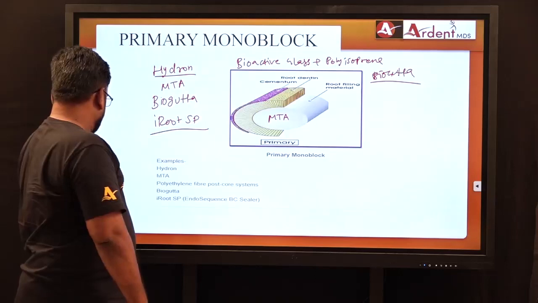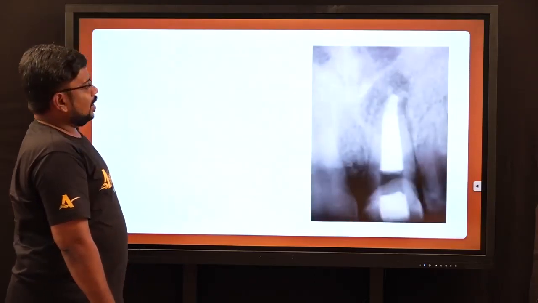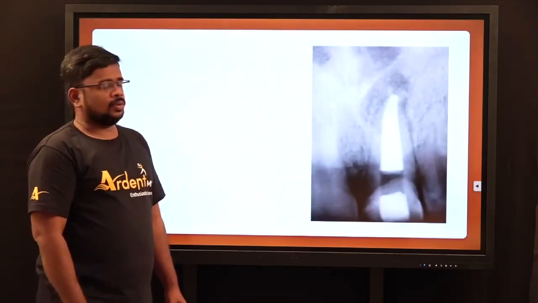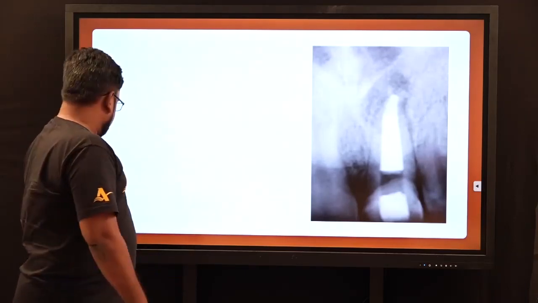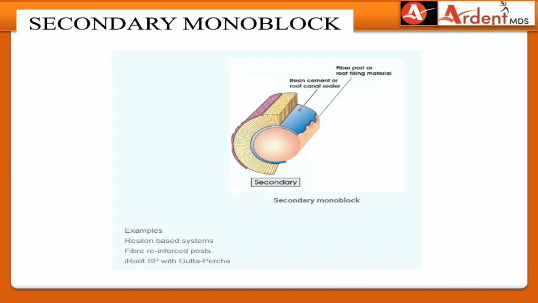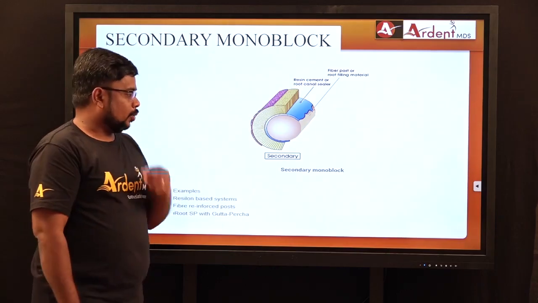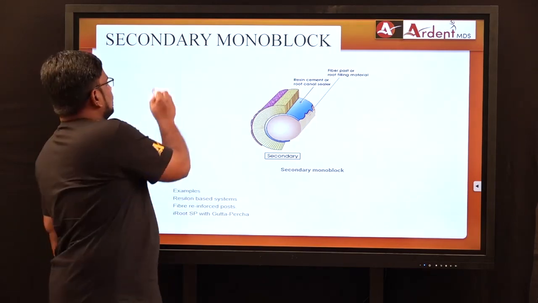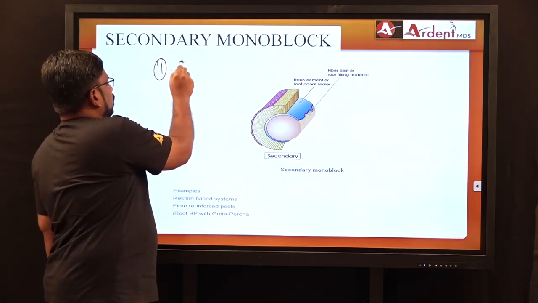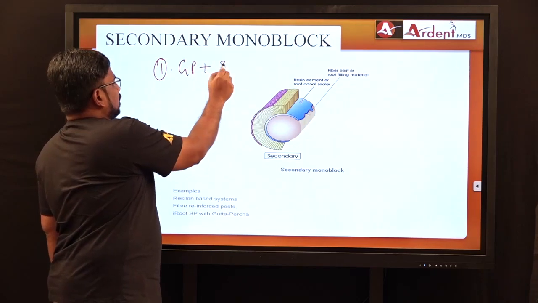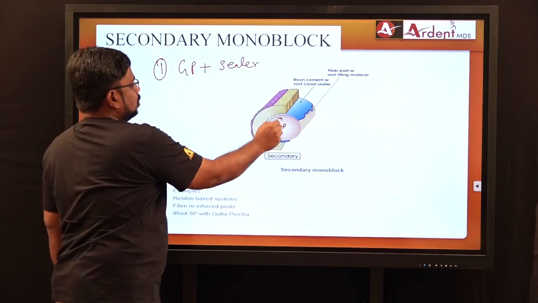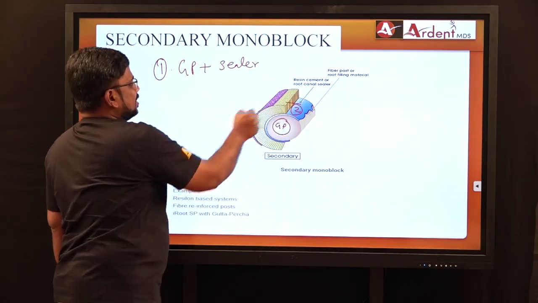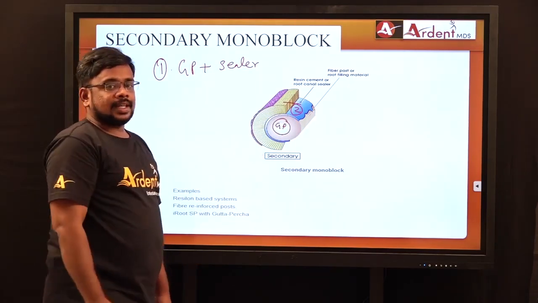interface. Coming to the next one, this is a radiograph showing a canal filled with an MTA orthograde filling material. It has only one interface. So this is what is called a secondary monoblock. Secondary monoblock has two interfaces. An example for this is traditional obturation done with GP and sealer. You have an obturation or core material, GP, surrounded by a sealer. So this is called secondary monoblock.